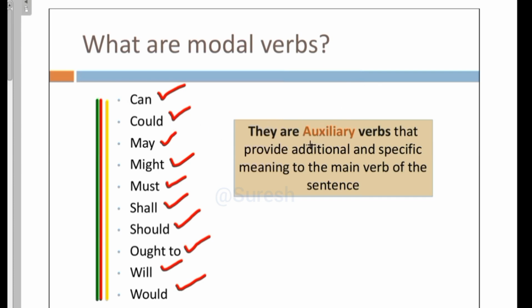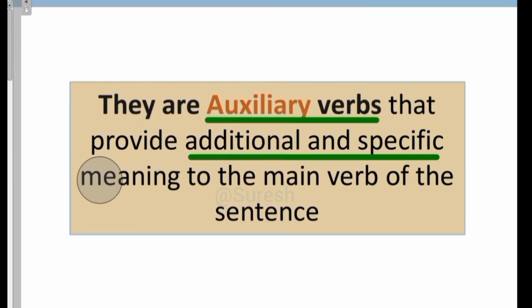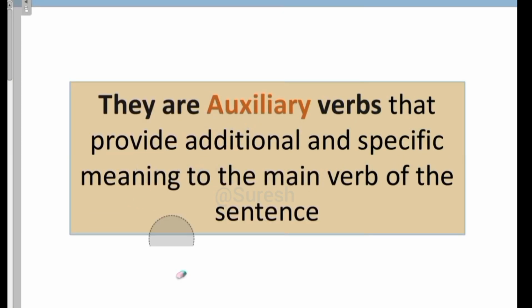Let us look at the definition given there. They are auxiliary verbs. So first of all, modal verbs are auxiliary verbs that provide additional and specific meaning to the main verb of the sentence. So what is their work? What is their function in the sentence? Provide additional and specific meaning to the main verb.